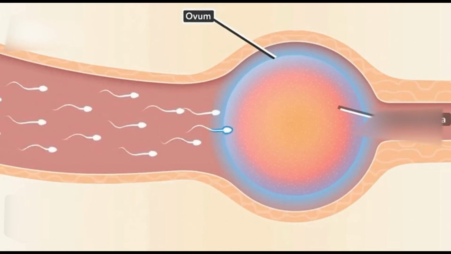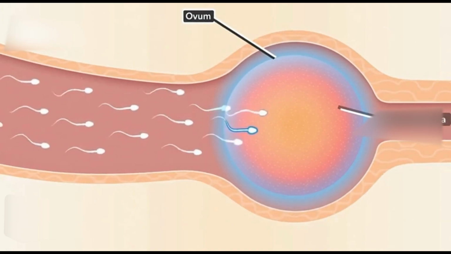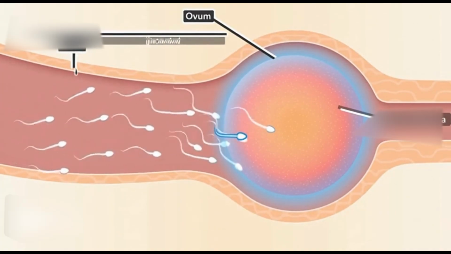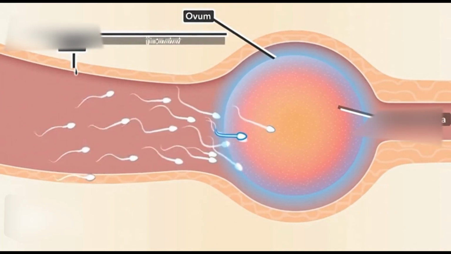Fertilization begins as a single sperm travels through the fallopian tube to reach the ovum. This is the initial step in forming a new life as the sperm prepares to merge its genetic material with the egg.